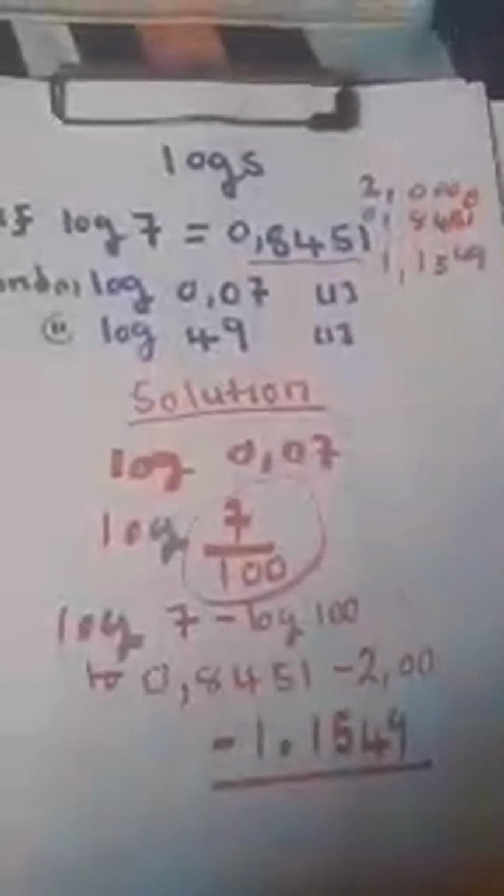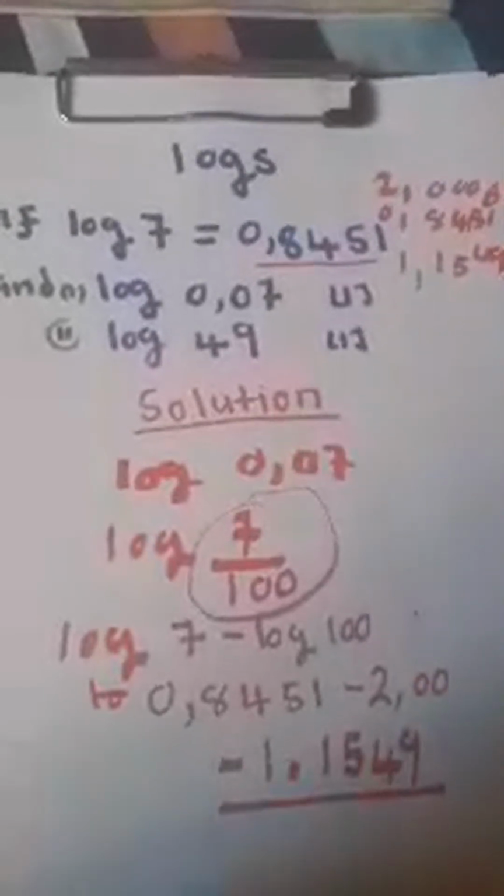Okay, so log 1 is equal to 0. Log 10 is equal to 1. Log 100 is equal to 2. Log 1000 is equal to 3. You should always note this. Okay, so this one is solved.